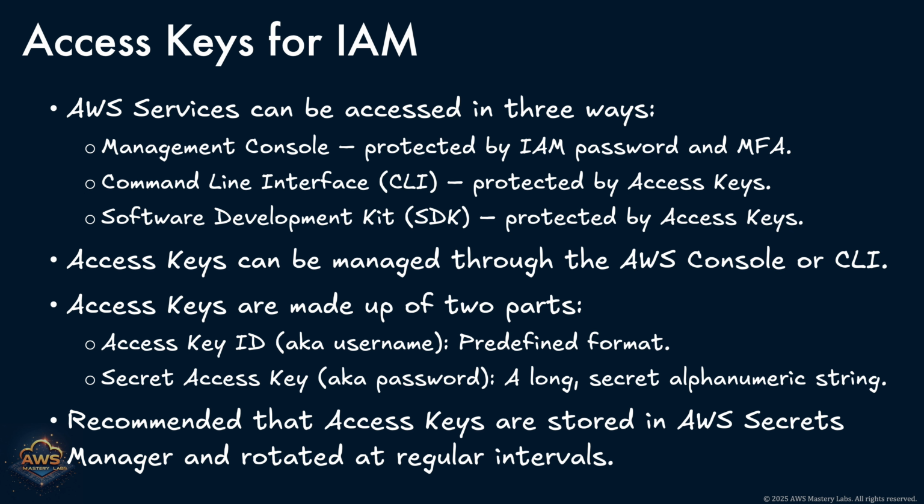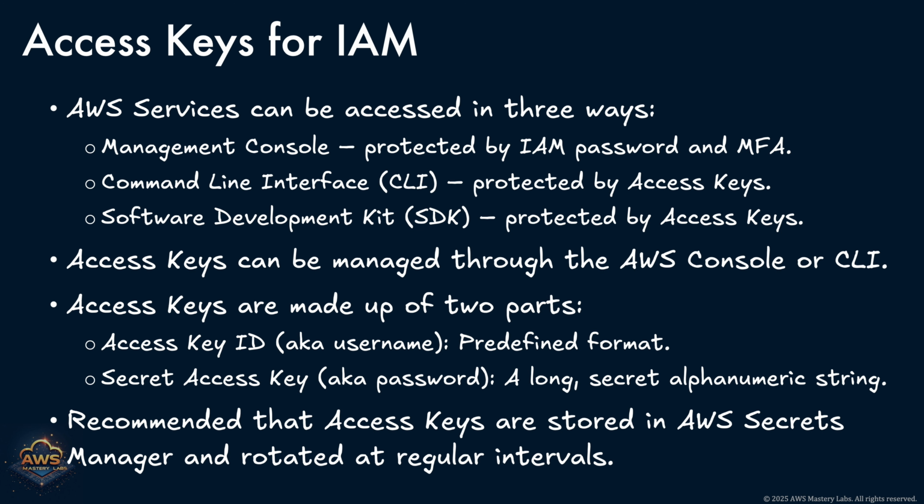When it comes to programmatic access to AWS, access keys play a central role. While the AWS Management Console uses a username, password, and MFA for access, tools like the AWS CLI and SDKs rely on access keys for authentication. Access keys consist of two parts: the access key ID, which acts like a username and follows a predefined format; the secret access key, which is essentially the password, a long, complex alphanumeric string that must be kept private.